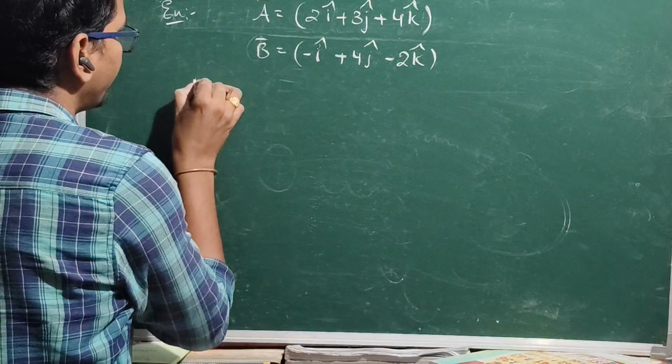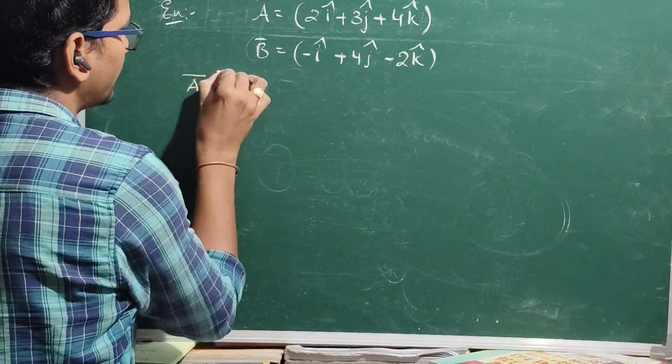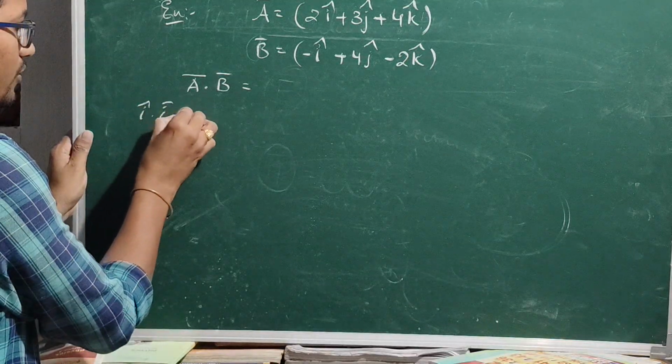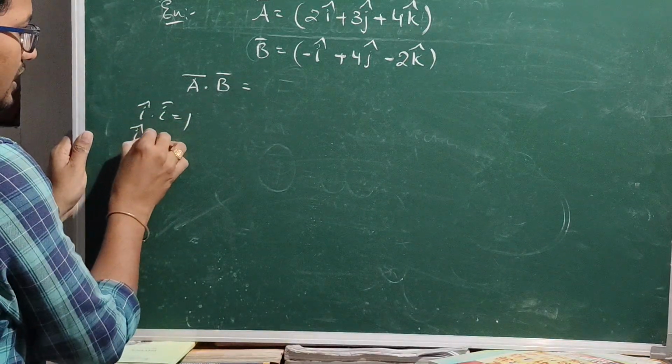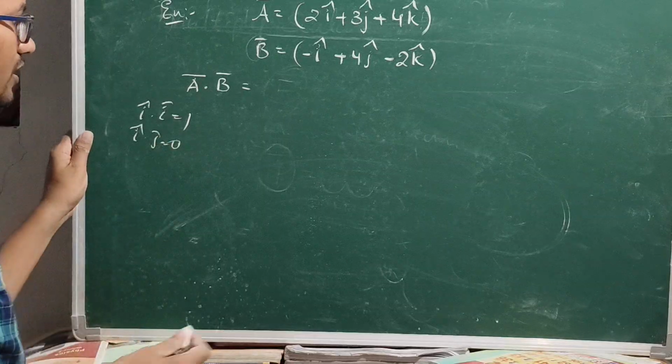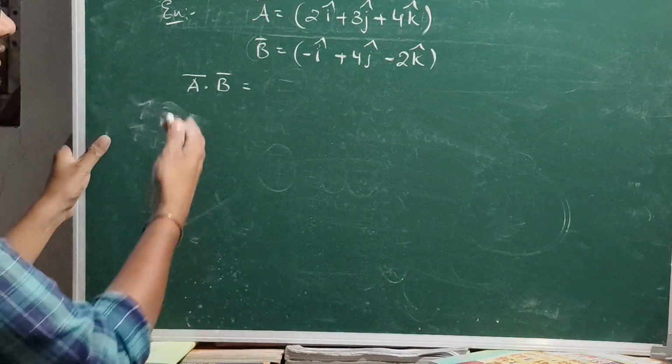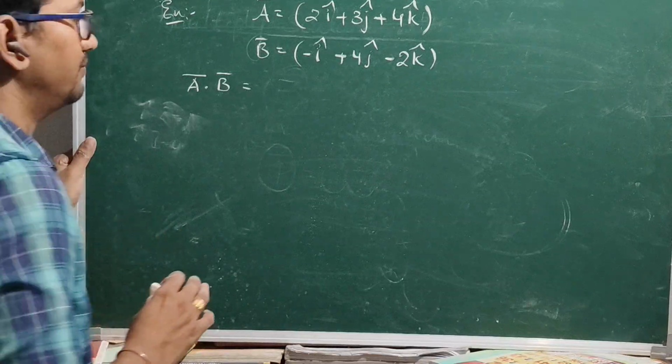See, A bar dot B bar. It's a dot product. Dot product means what we got? i cap dot i cap is equal to 1. Remaining, i cap dot j cap is equal to 0. Already we discussed this in the previous video. Just look at the video and you can understand. Later you can identify the sum.